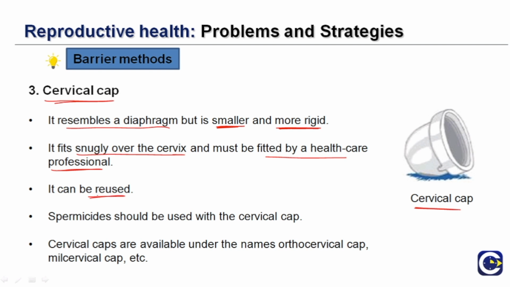It can be reused, and definitely spermicides should be used with the cervical cap. So when a healthcare professional inserts a cervical cap, there will also be insertion of spermicides that will again kill the sperms. There are cervical caps available under the names Orthocervical cap, Milcervical cap, etc. They are really similar to a diaphragm, but they require insertion by a healthcare professional. But they are definitely more rigid.